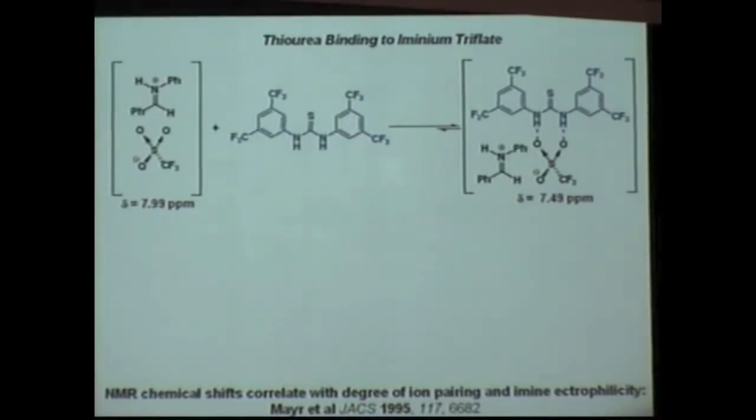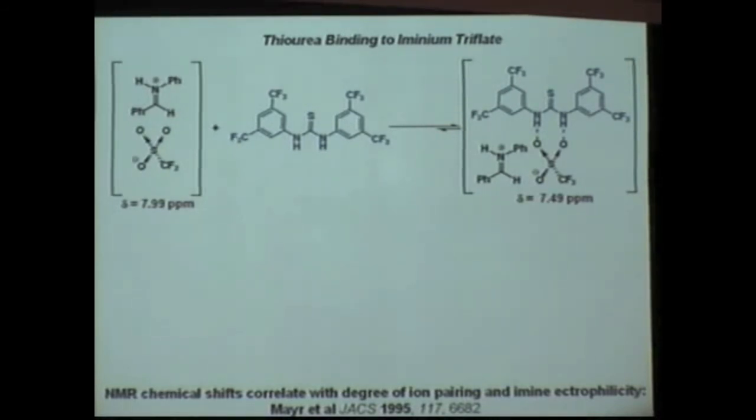And we know that that's what we're dealing with, an iminium triflate. Well, there are nice NMR experiments that can be done to address the degree of ion separation in this ion pair. And it turns out that if you separate these ions, either by introducing a more polar medium or by sequestering this anion, the chemical shift of this proton goes what we call upfield to a smaller number. And that's what we see with this simple thiourea derivative.